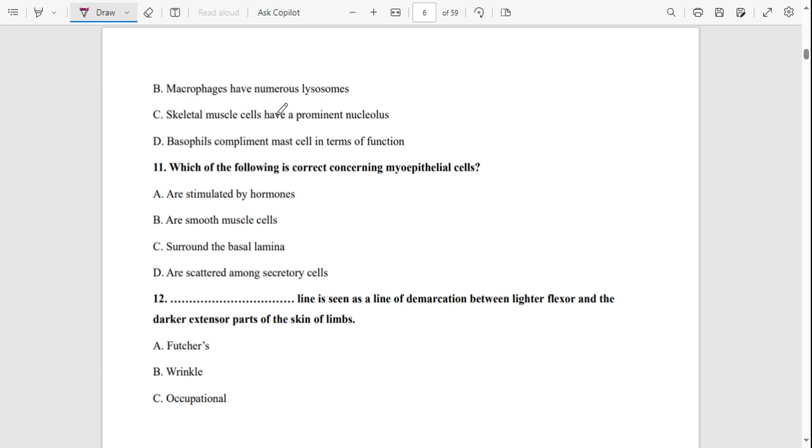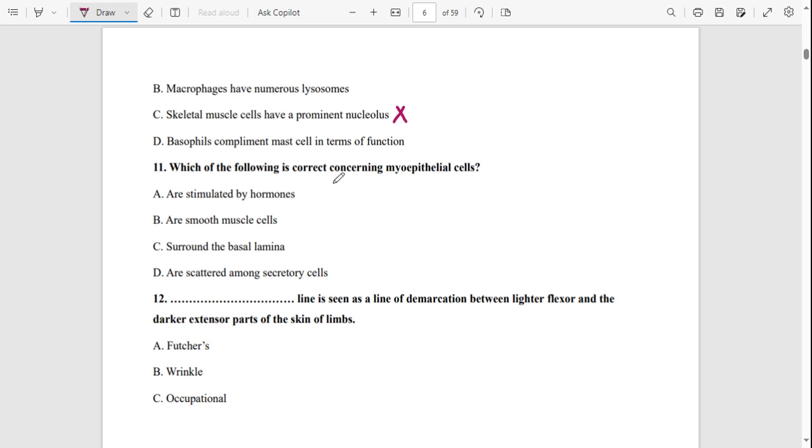Skeletal muscles have prominent nucleolus. This is not true. Even if they have got a nucleus, in skeletal muscles the nucleolus is not that prominent. Basophils complement mast cells in terms of function. This is true. Basophils and mast cells contain receptors for IgE, and these are involved in allergic reactions. So the answer is C, which is the one which is not correct.